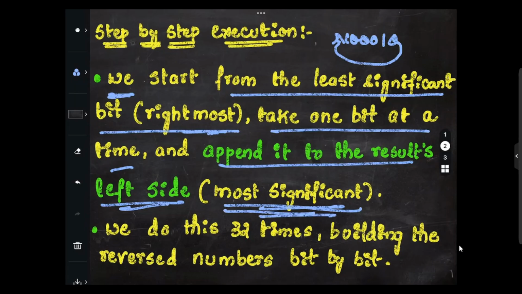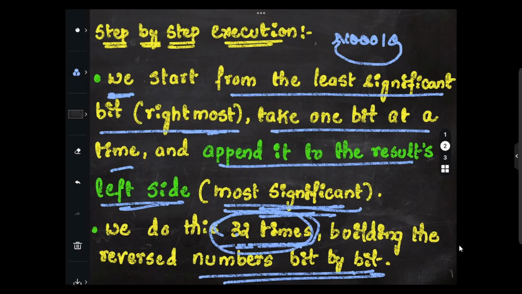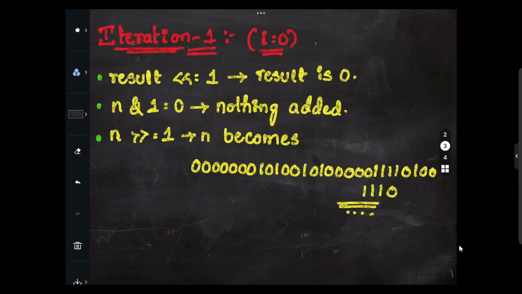The second step is that we do this 32 times, building the reversed number bit by bit. Let's see the iteration here. The first iteration is when i is 0. This has to run from i equals 0 to i equals 31, as we have 32 bits. As the index starts at 0, we go till 31, so we have to go with 32 iterations.